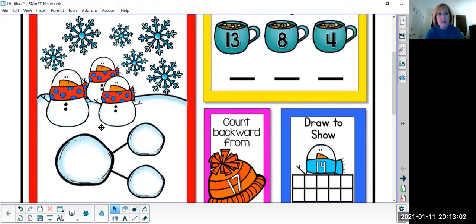Yeah, there are snowmen and there are snowflakes. So I think the two parts in this picture are the snowmen, that's one part, and the snowflakes, that's the other part. So what we need to do is count them and see how many snowflakes there are, that's one part, and how many snowmen there are, that's the other part.